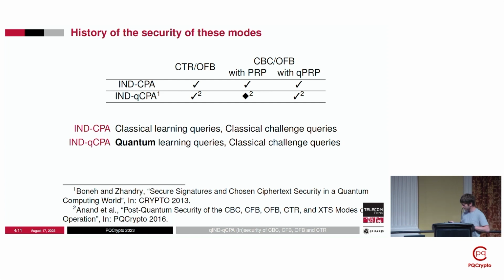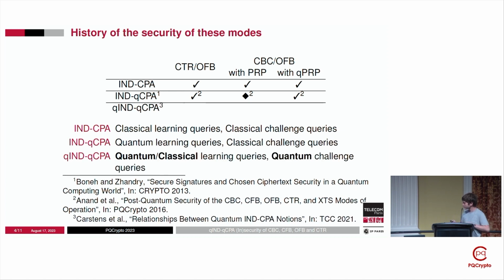The problem now is that there are some situations where we might want to also consider quantum challenge queries. There has been a fair amount of work in this direction, notably by Gagliardoni et al. and Chevalier et al. But there are a lot of ways to define what such a notion would be. This has been summarized by Carstens et al. in 2020. So now that we have all these new security notions, this raises the question of what the security of the modes of operation is with respect to these new notions. And this is exactly what this work is about.